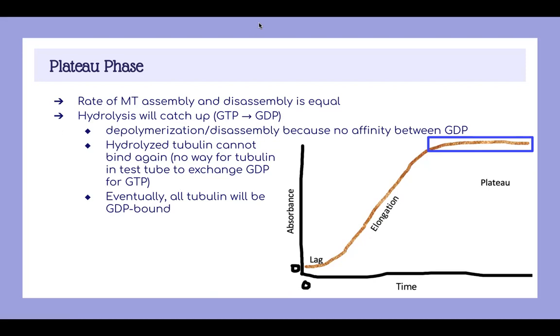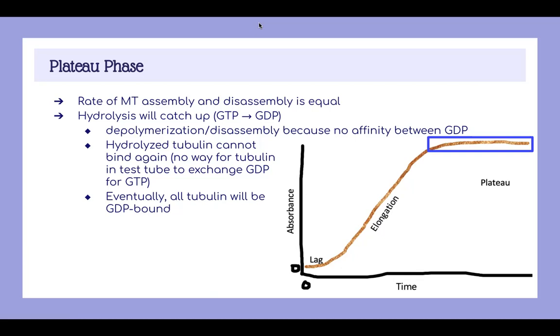And then at the plateau, we're going to have depolymerization and polymerization happening at the same rate. So it's not that nothing is happening. We're just having equal rates happening at the same time. And we're going to have hydrolysis catching up to the tubulin addition, so more of the tubulin will be bound to GDP than GTP. And once tubulin binds to GDP, there is no way for it, in vitro, to bind again and form a microtubule on the microtubule plus end.